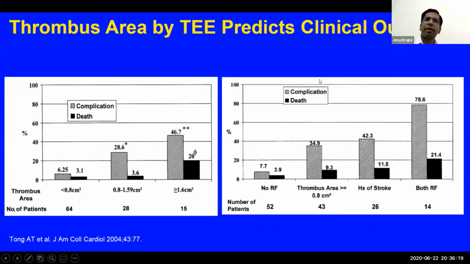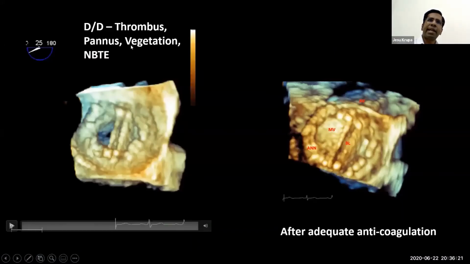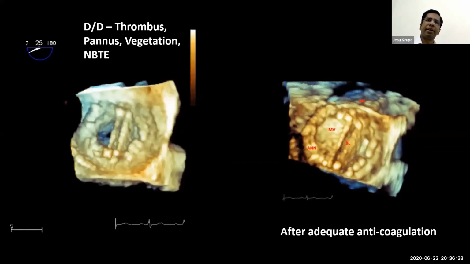So the important thing that I would like to highlight here is many times, whether it is thrombus, whether it is vegetation, whether it is non-infective or non-bacterial, whether it is pannus, all these things may not be as straightforward. Many other things need to be taken into consideration: the history, the other investigations, blood cultures, everything needs to be taken into account to finally arrive at a conclusion as to what it might be.